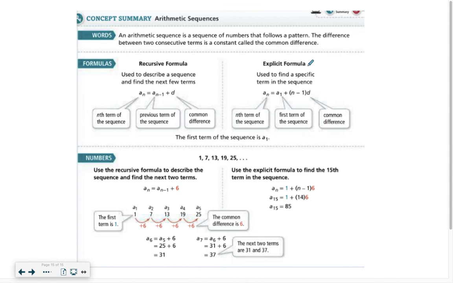Here's a nice little summary detailing the differences between recursive and explicit, and please make sure you have these things memorized and you are asking questions as you need to.